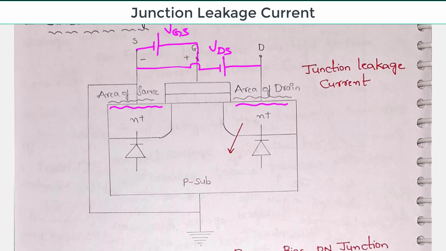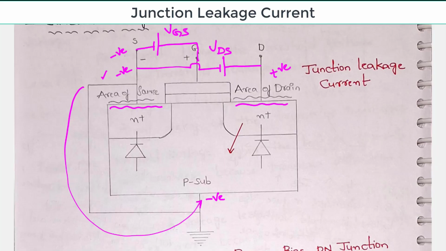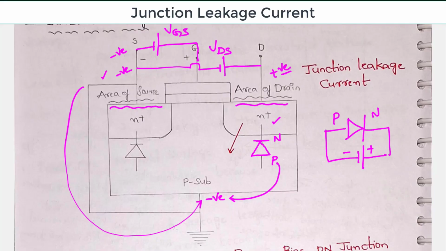Now you can see here the source is connected to negative, with respect to VGS, and this is with respect to VDS. So if this is negative, this portion will be negative and the drain is positive. This is negative, so that's why I am taking N here, and here the P substrate is positive, so this is P. Simply, this is P, this is N. If P is connected to negative and N is connected to positive, it is something like this: P is connected to negative, N is connected to positive. So this will be reverse bias.